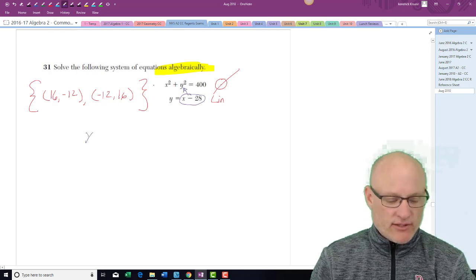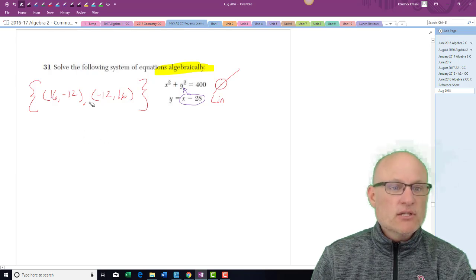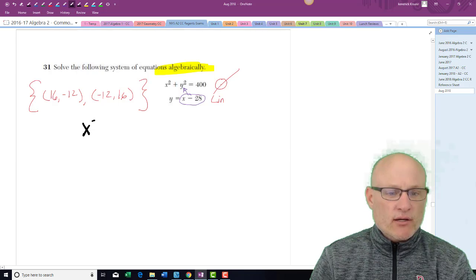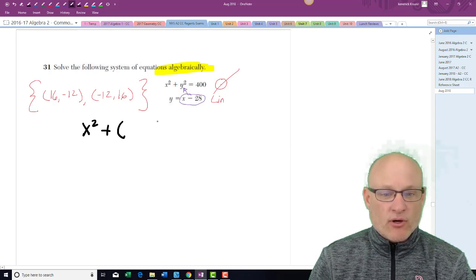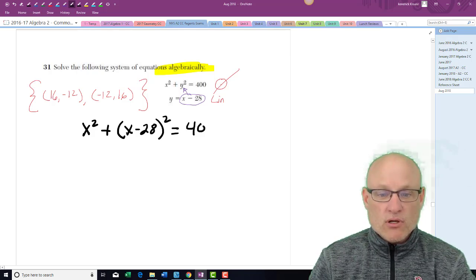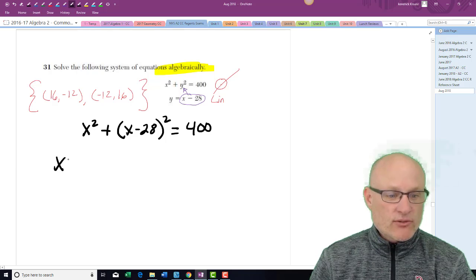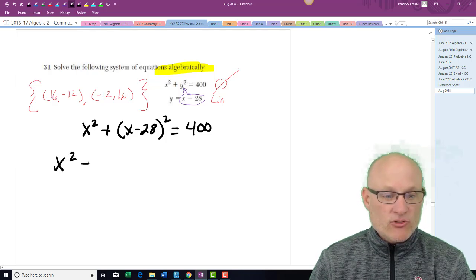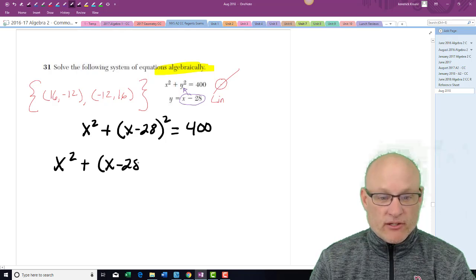So I get x. Well, that's not very easy to look at. Let's do it in this nice, bold black color. So I get x squared plus, now instead of y squared, I'm going to write x minus 28 squared equals 400. So this is x squared minus, or excuse me, plus. I'll write it out for you. Some of you need to see this.